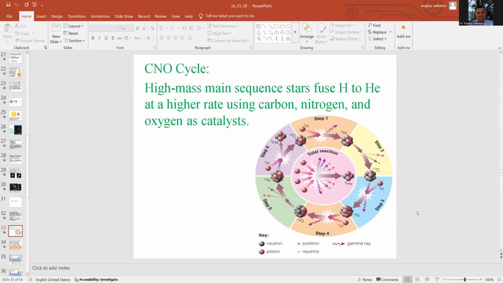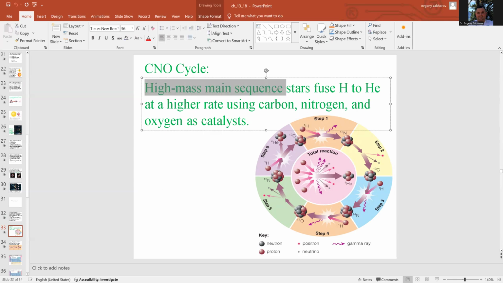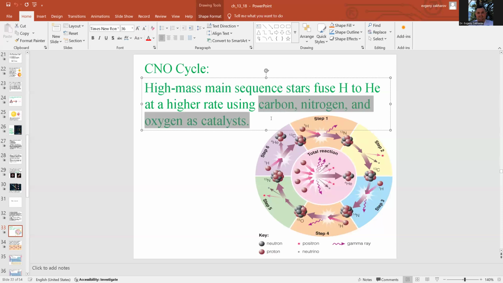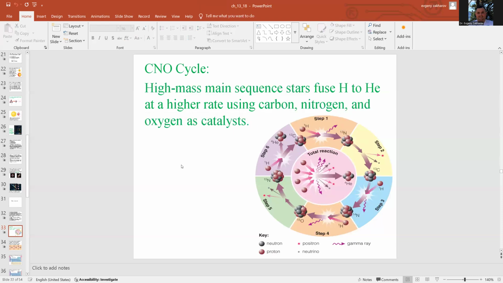So for CNO cycle, you don't have to remember all the reactions that are shown here. The main reaction is still hydrogen into helium because it's main sequence. So you say high mass stars, you say main sequence stage, and carbon, nitrogen, and oxygen are catalysts for the main reaction, which is hydrogen into helium.